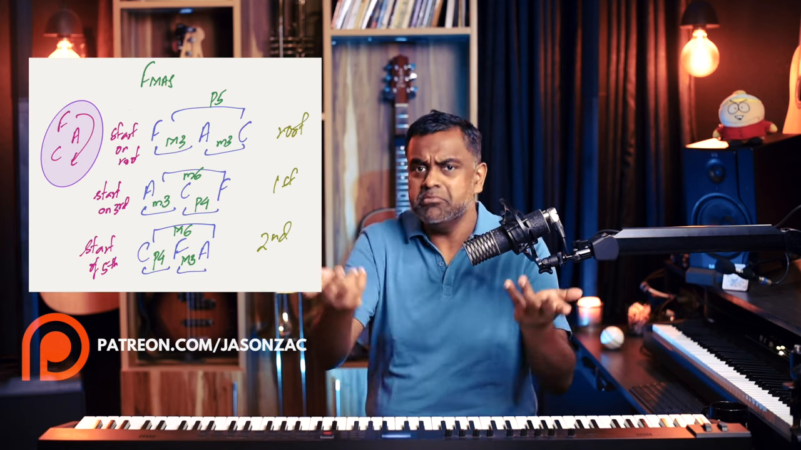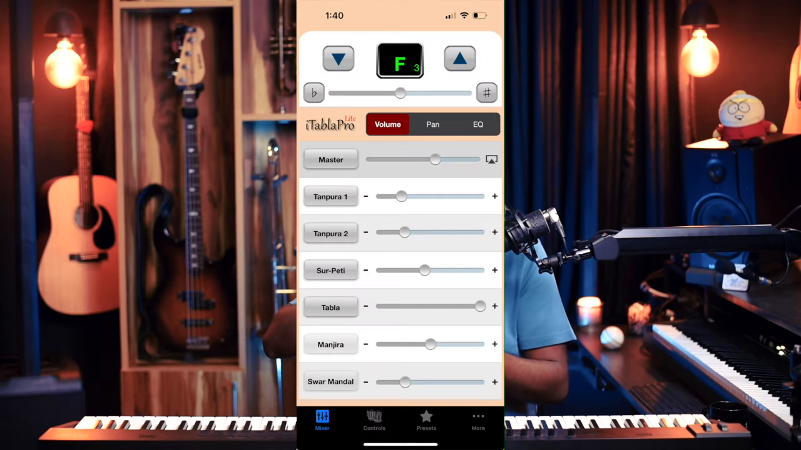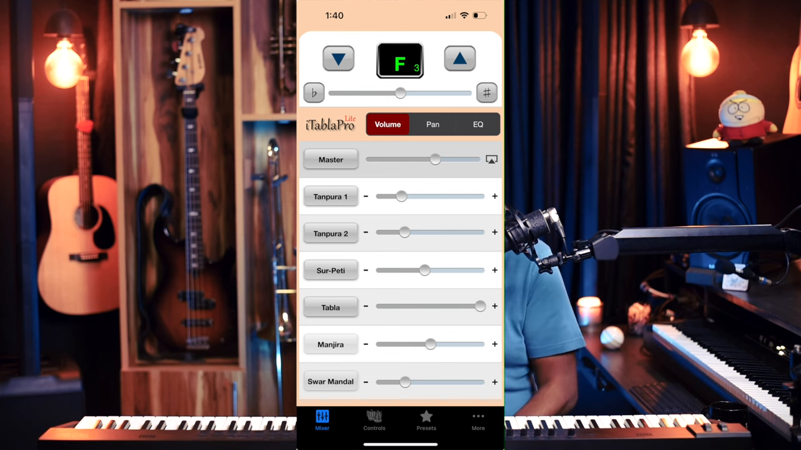Now, this is also how a lot of traditional Indian musicians practice music, with a traditional tanpura, or sometimes an app is used to give you the swaras, the important swaras of the raga, which is usually the sa and the pa, the root and the fifth.